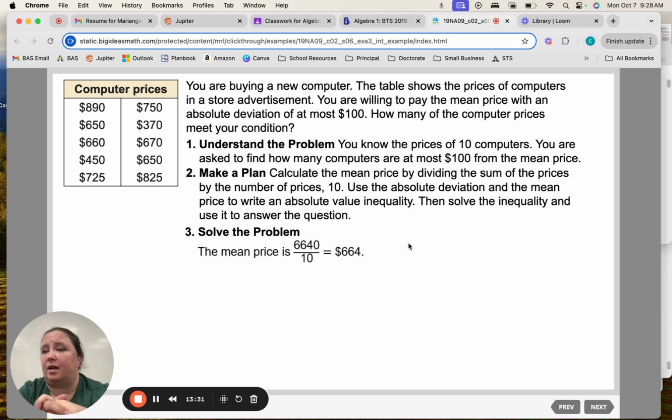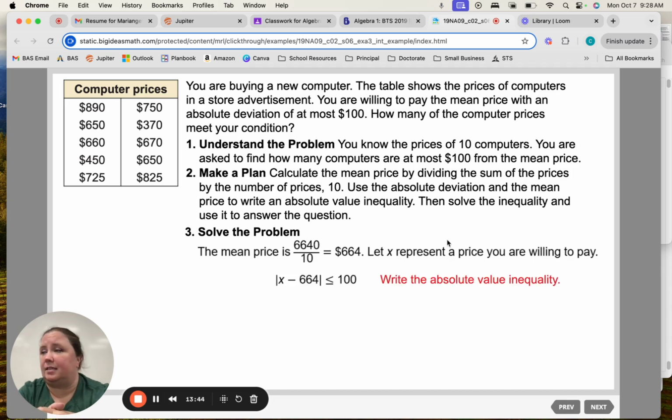So now can I write an absolute value or a deviation from it? Yes. So x is going to be our variable. So x minus 664, put the absolute value, and what was the price he was willing to deviate? About $100. So it has to be less than or equal to $100. We understand how we created this inequality.